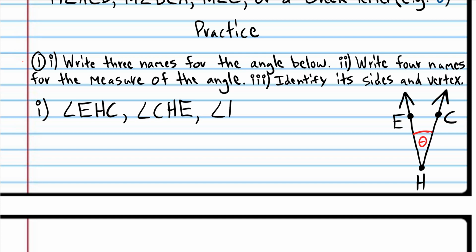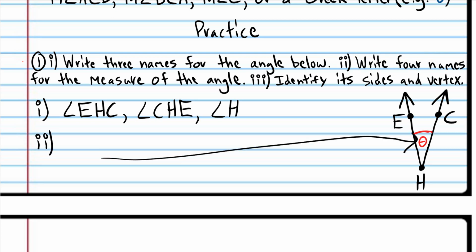And then we can also say angle H. But again, there is some ambiguity we're going to talk about later with that. All right, so that's part one. Now it says write four names for the measure of the angle. So now we're talking about the measure of the angle. This is actually a number.